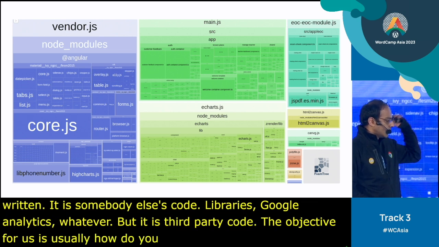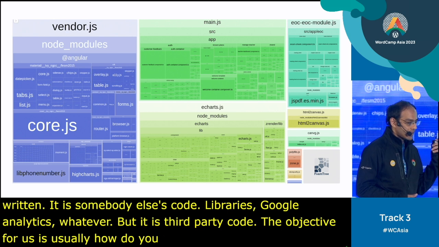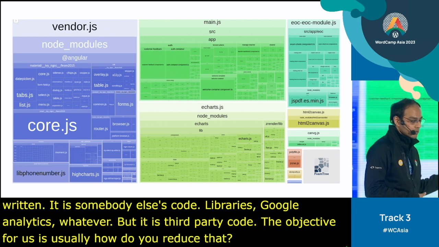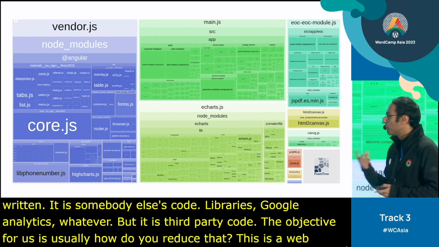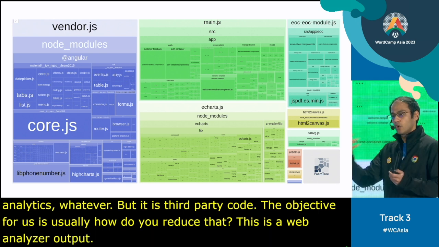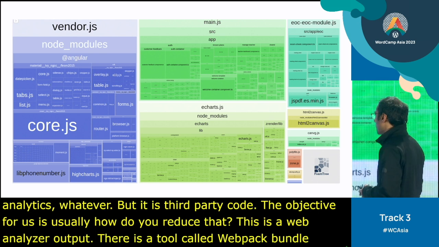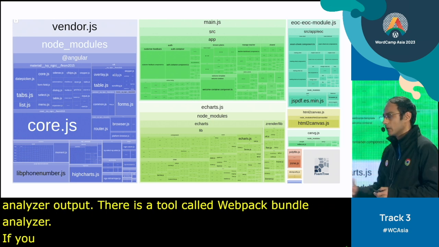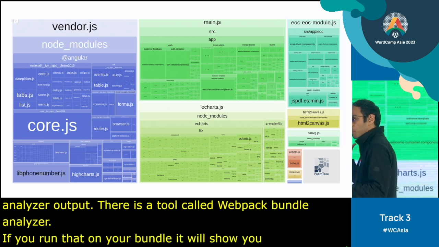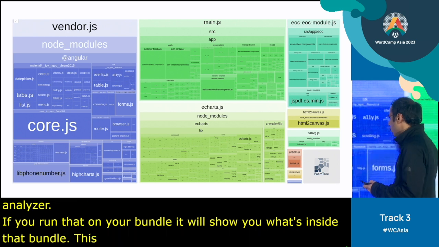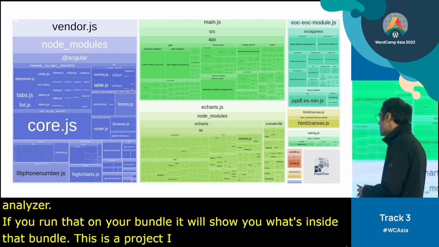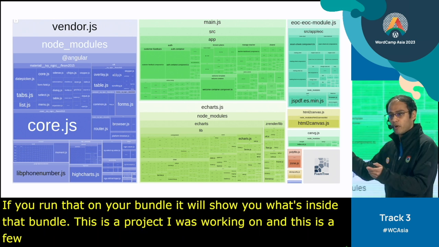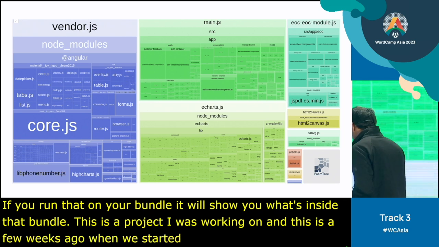This is a web analyzer output. So there's a tool called Webpack Bundle Analyzer, and if you run that on your source code, on your bundle, it will show you what's inside that bundle. And this is a project I was working on, a few weeks ago when we started off, and this is a huge bundle. It's a 3.5 MB bundle. And you can see there's this huge thing over here.